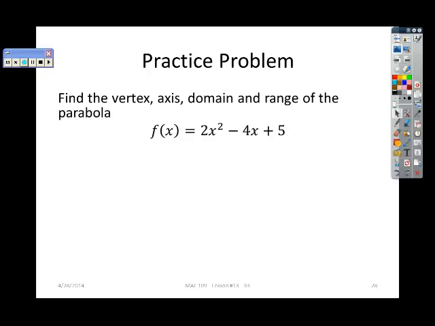Okay, so here's a function. Where's the vertex? What's the equation of the axis of symmetry? And we haven't talked much about it, but what's the domain and range of the parabola? If you can remember that from previous class, it should be an easy answer. If not, I'll give you an easy way to do it. But where's the vertex and what's the axis of symmetry?